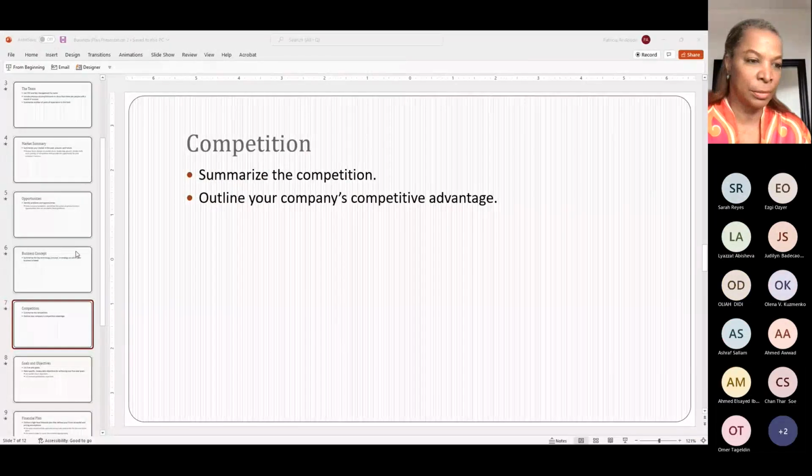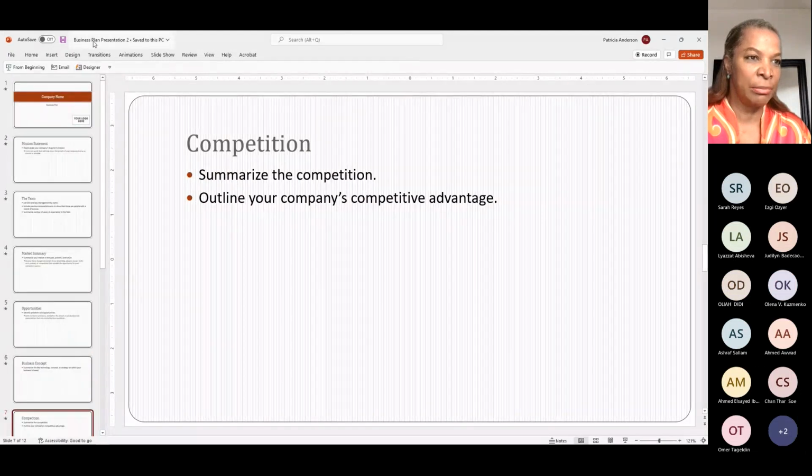Let me share my screen and I'll show you what I mean. I have this template on the team project in Moodle, so make sure that you review it. I'll also show you a template I got from Microsoft PowerPoint, and you can use any template you want. However, you want to make sure that you have certain things in it. All right, so this is a template business plan presentation that I got from PowerPoint.